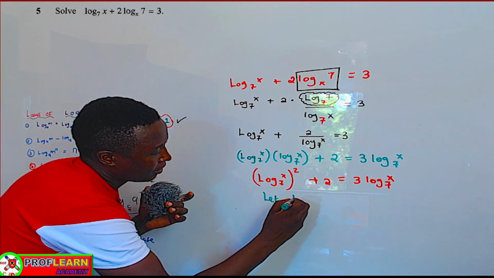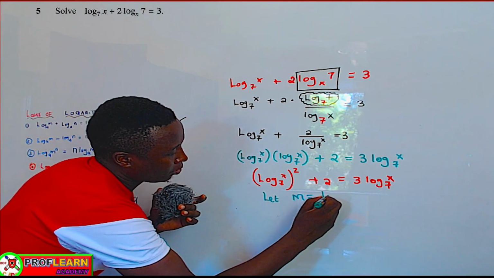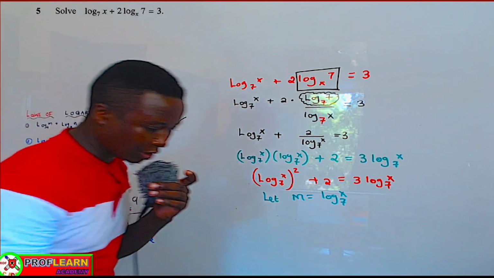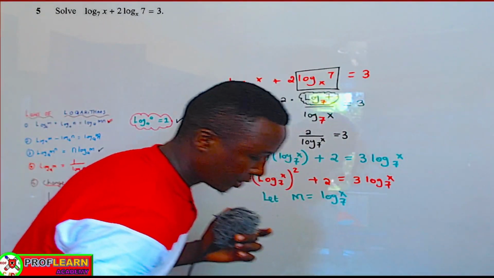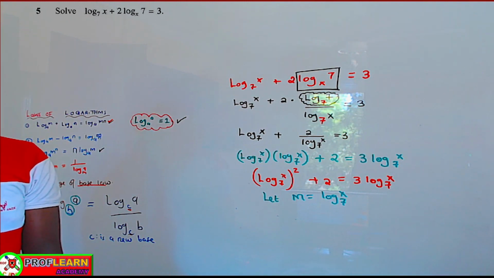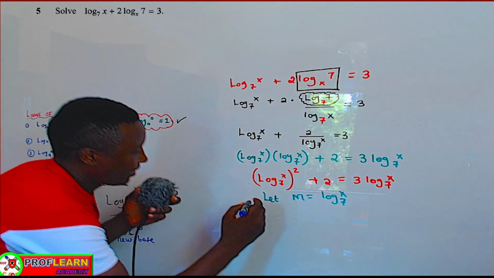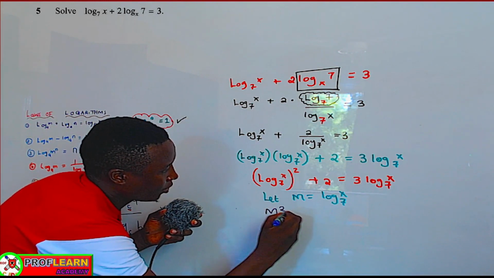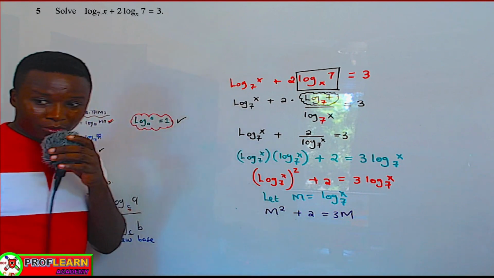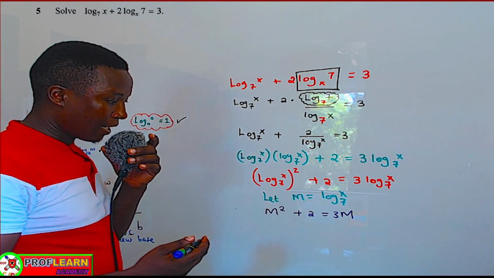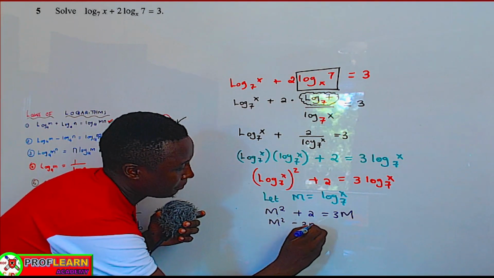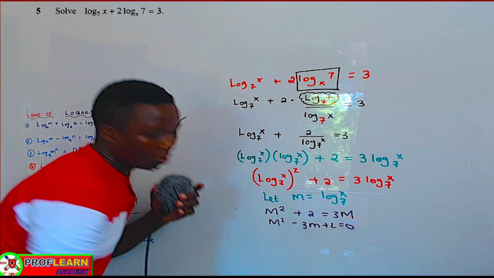Maybe let m equal log x base 7, so that we can see what this equation can transform to. So what is it going to transform to? It's going to transform to m squared plus 2 equals 3m. That's the beautiful equation that we are going to have at that particular point, and this is going to be m squared minus 3m plus 2 is equal to 0.